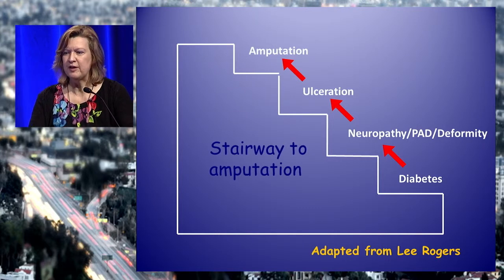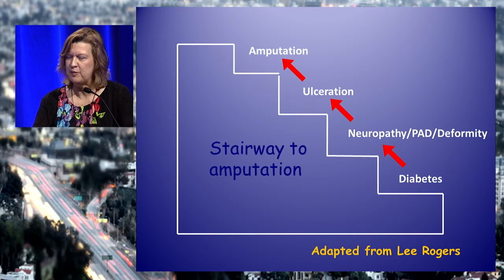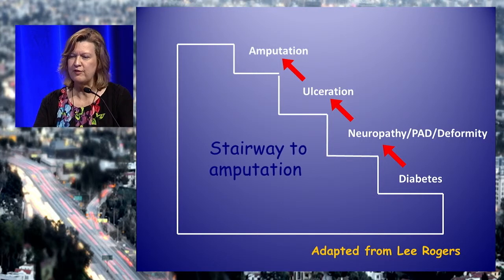And I borrowed this slide from Lee Rogers some years ago, and I've shown it hundreds of times. And this is the stairway to amputation, which beautifully describes the different stages people go through. And of course, it's not inevitable that patients with diabetes develop the complications of neuropathy, arterial disease or deformity. It's not inevitable that they go on to ulceration or even amputation. We can allow them to step off this stairway, or we hope that they will.